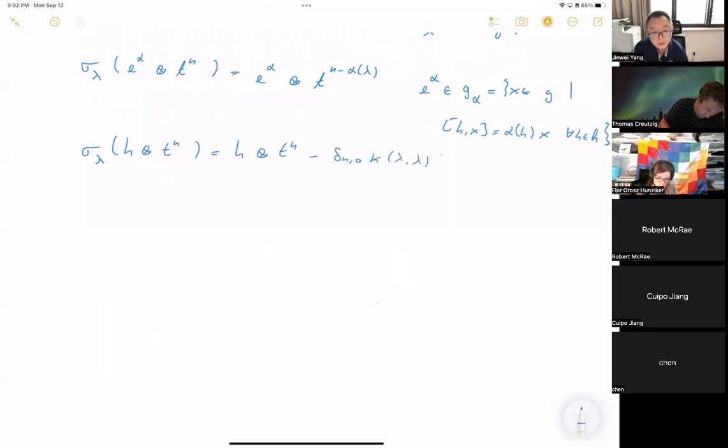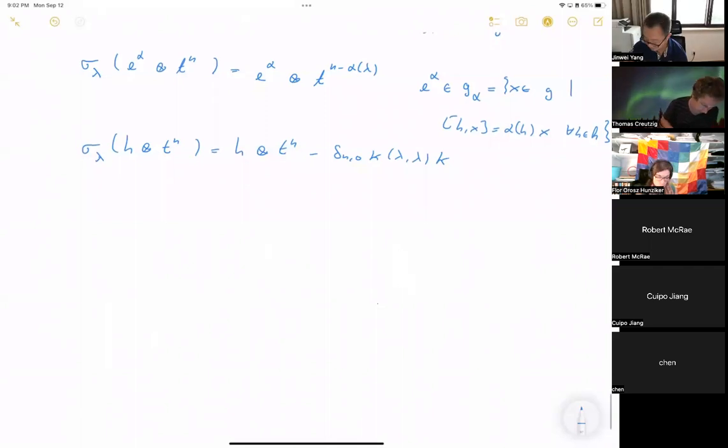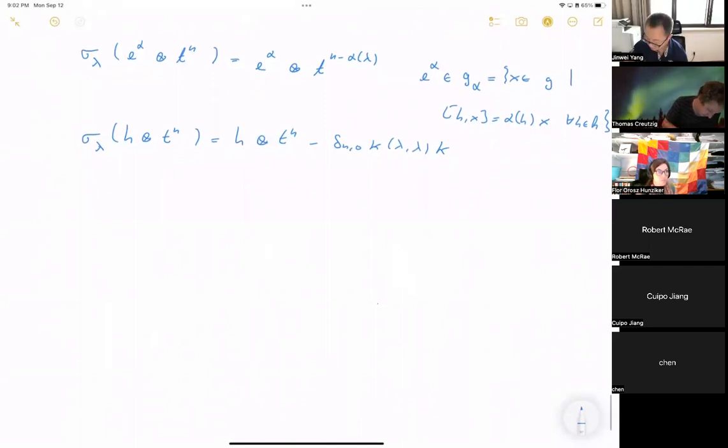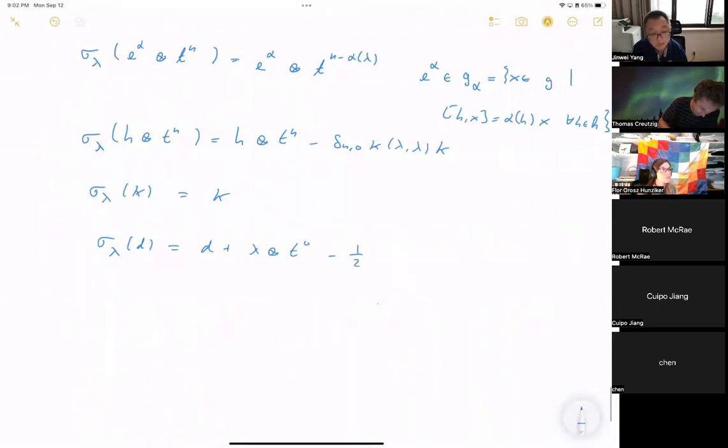Change any element except h times t to the 0 will get shifted by a multiple of the central element. The central element is left invariant, and the derivation is shifted by an element in the Cartan subalgebra corresponding to the coweight. Right? The coweights are in the Cartan subalgebra, and a multiple of the central element.